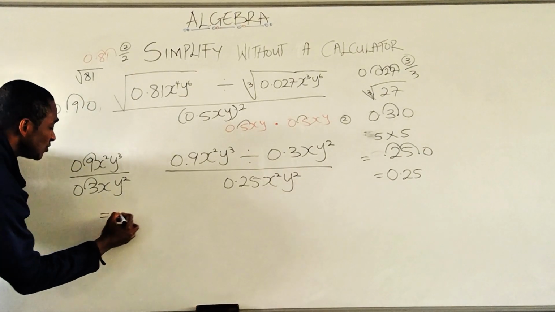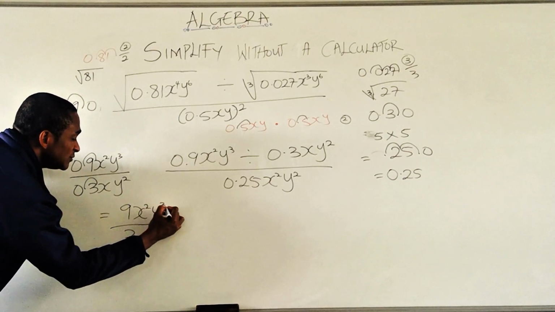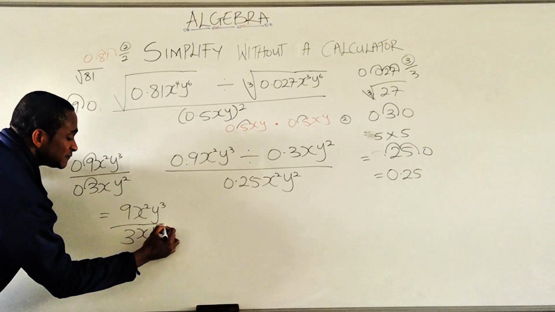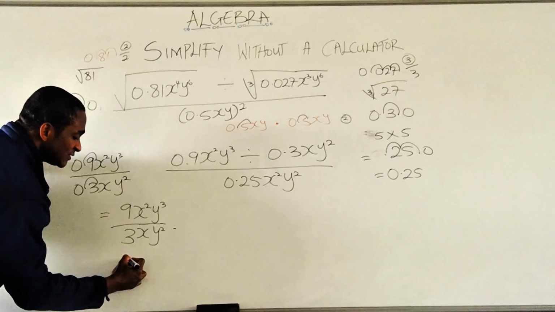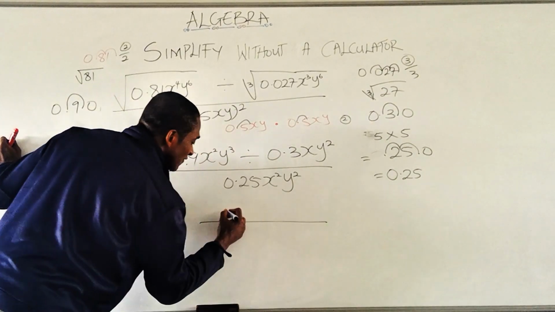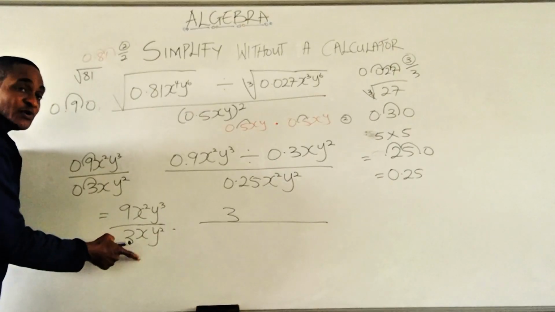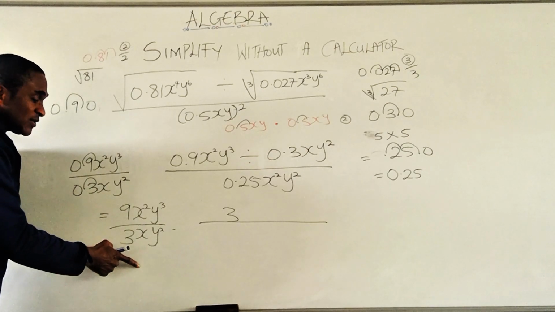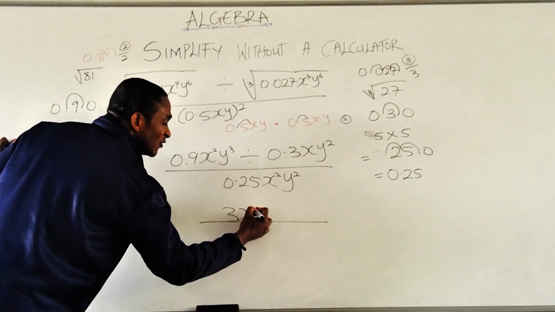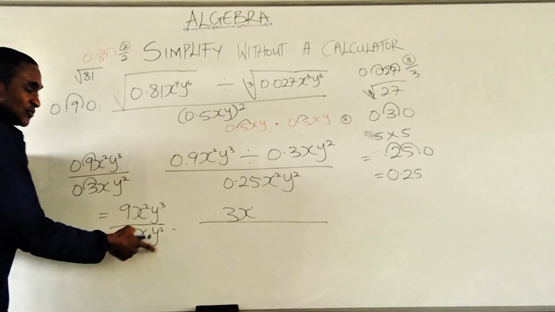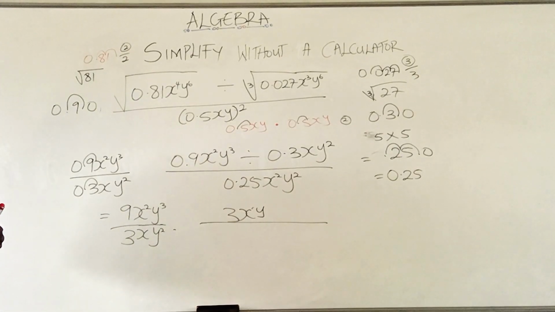So that means we are going to have 9 over 3. Remember, we have x squared, y cubed, and x and y squared. So 9 divided by 3 is going to give us 3. So in the numerator we have 3. And then x squared divided by x, we subtract the exponents if they have the same base. So it's 2 minus 1, which is x to the power of 1. 3 minus 2 is y to the power of 1. That is what we have for our numerator.